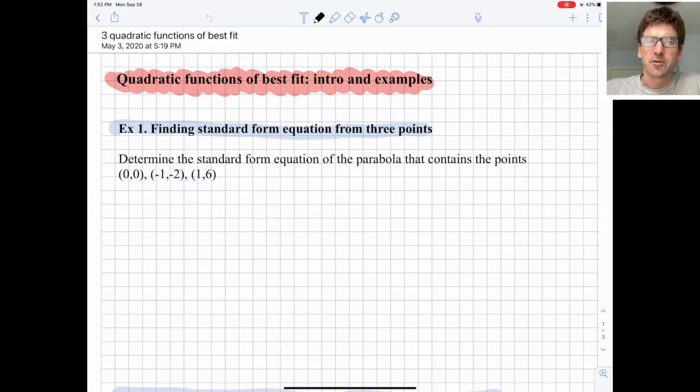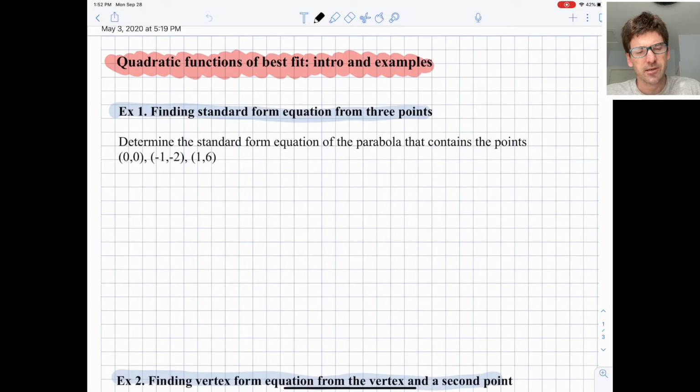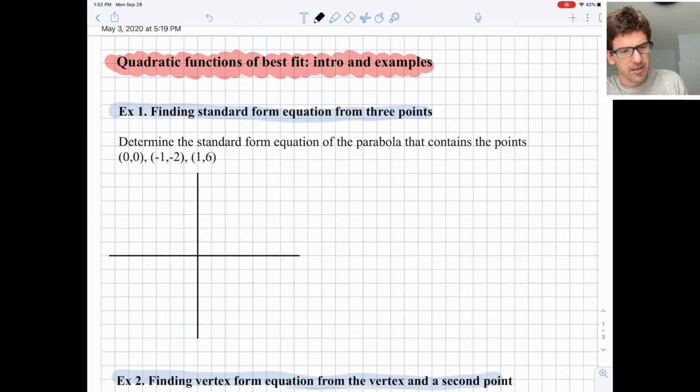Okay, so for our first example, we're looking at finding a standard form equation from 3 points. So I know that my parabola contains these 3 points: (0, 0), (-1, -2), and (1, 6). I don't know if any of them is the vertex. One of them might be, but we're not given that information, so we can't be sure. I always like to plot a quick sketch graph first, and then I'll show you how to actually find the equation.